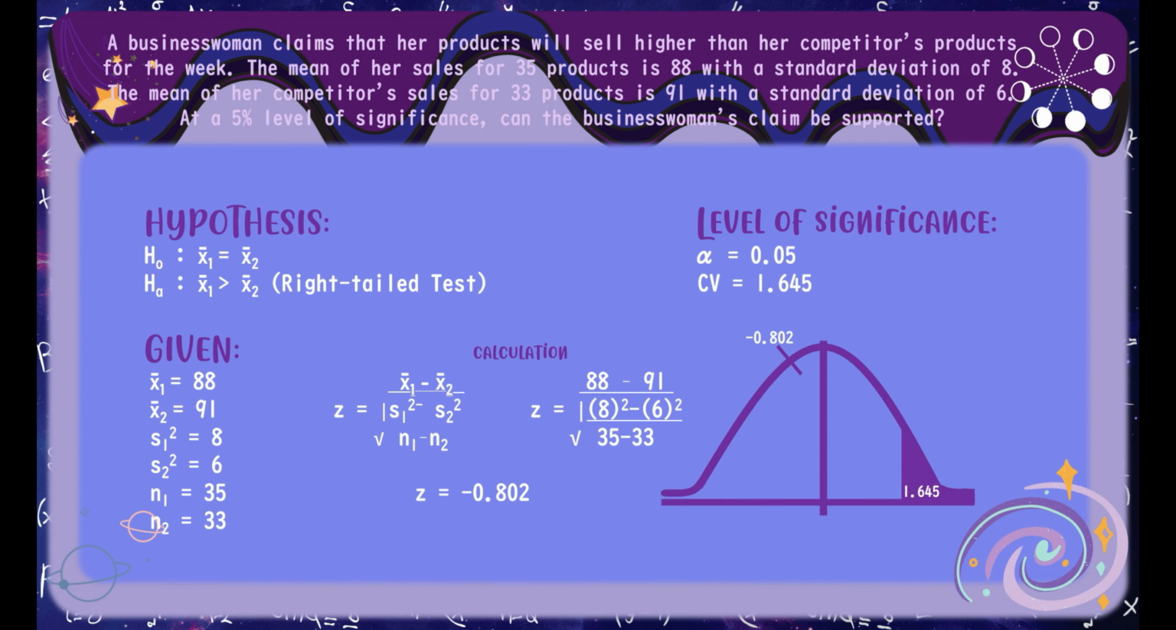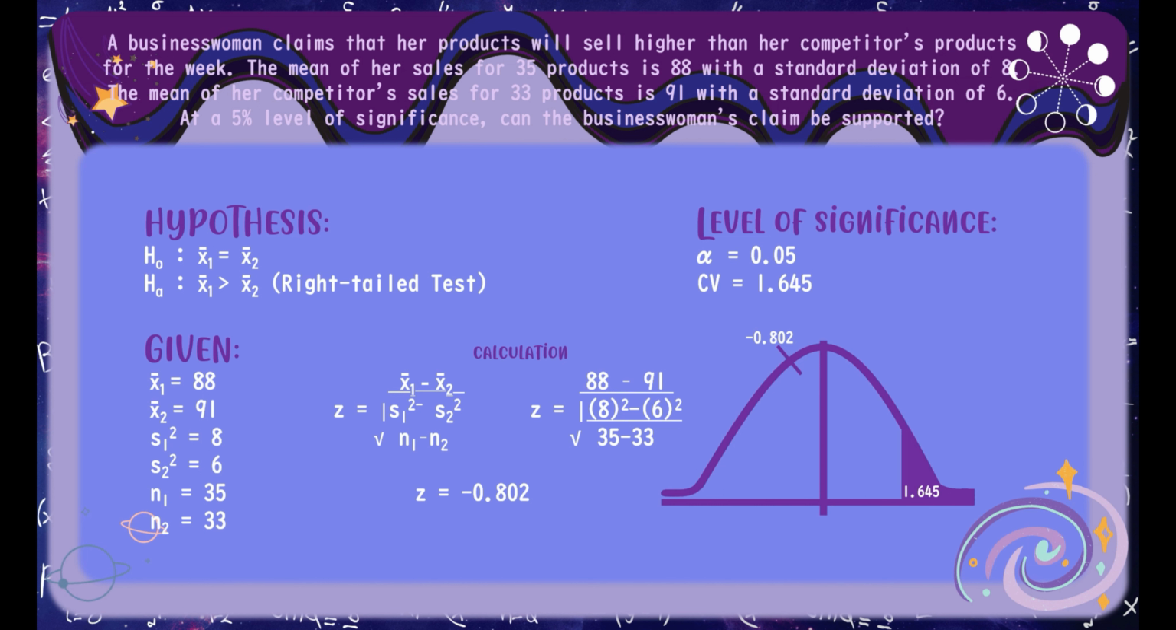Hypothesis. Null hypothesis: sample mean 1 is equal to sample mean 2. Alternative hypothesis: sample mean 1 is greater than sample mean 2, which is also a right-tailed test. Level of significance is equal to 0.05 with a critical value of 1.645.